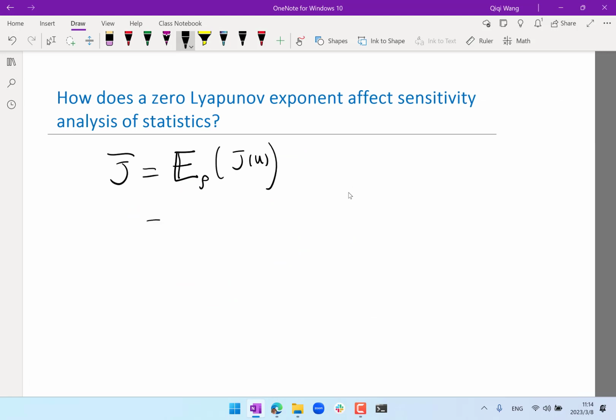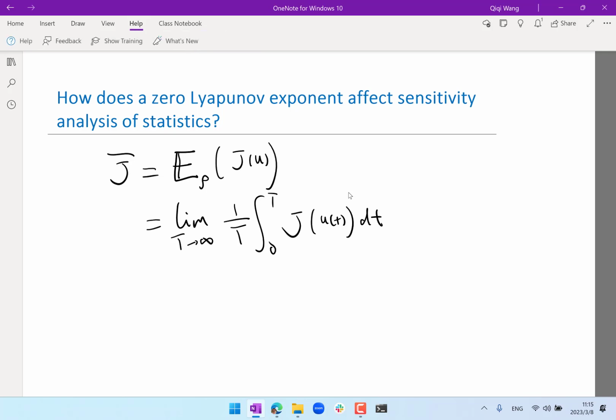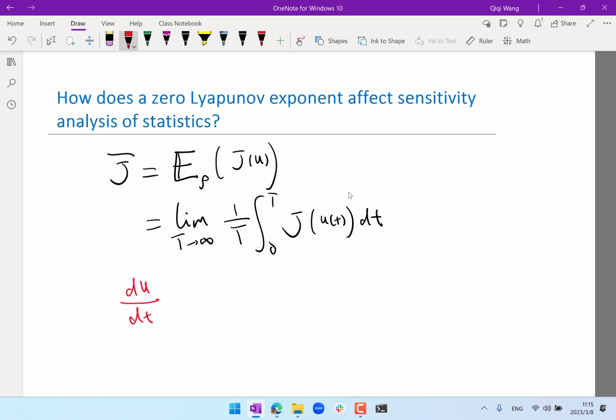So if the system is ergodic, it is also equal to the limit as T goes to infinity of 1 over T times the integral from 0 to T of J of the solution u(t) dt. So that's basically a time average over a time length of big T, and take the limit of T going to infinity. Okay, what we are introducing here is that now my u is not just a function of time, but also a function of the parameter. So now if I have du/dt equal to f of u and s, then the two definitions need to be modified a little bit.